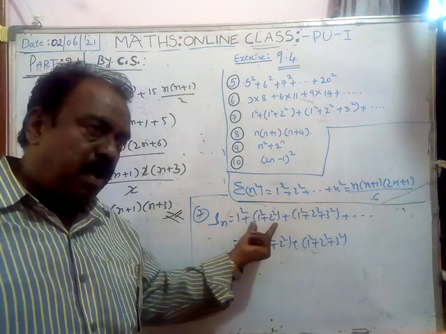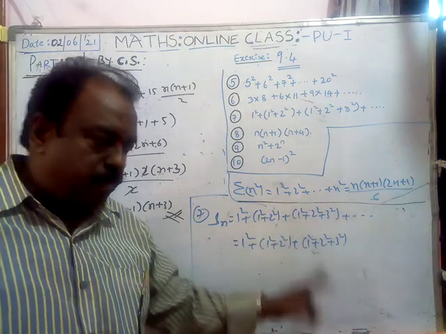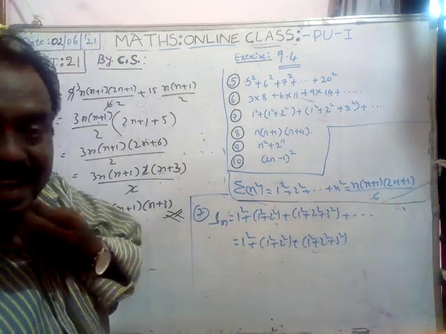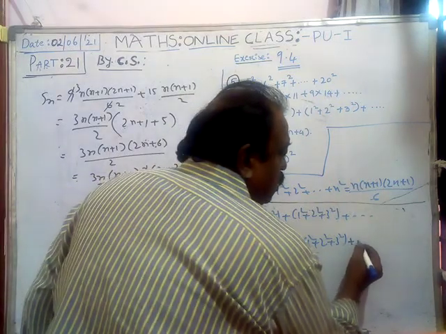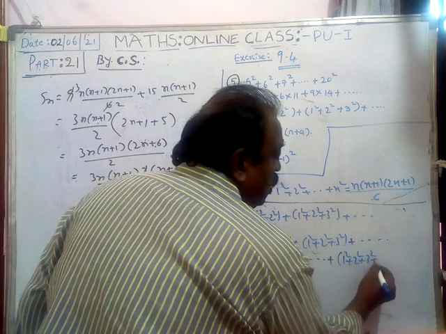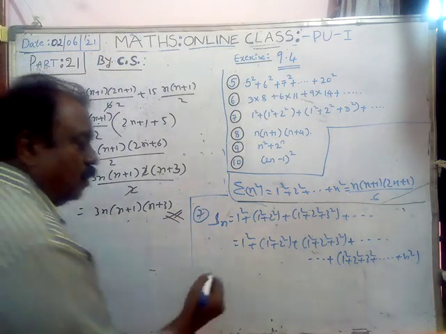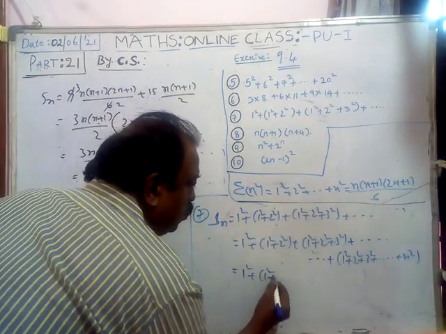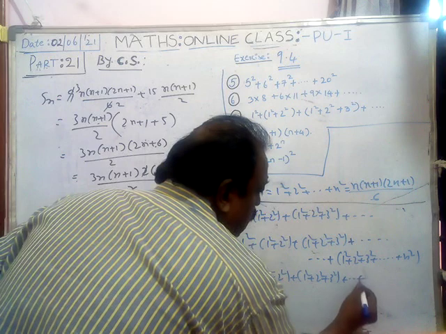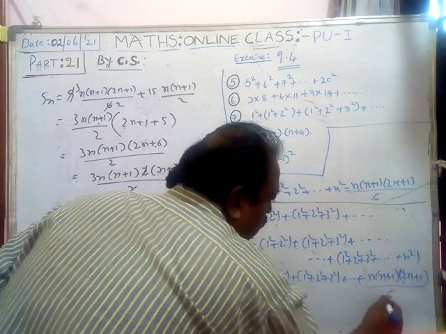Second term has a bracket: 1 square plus 2 square itself is the second term. Third term is again 1 square plus 2 square plus 3 square. Fourth term is 1 square plus 2 square plus 3 square plus 4 square. Like that it is going on. So nth term is 1 square plus 2 square plus 3 square plus dash dash dash plus n square, which is n of n plus 1 of 2n plus 1 by 6.